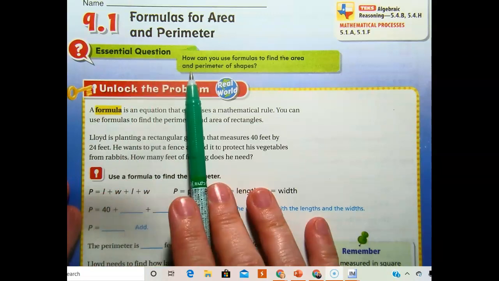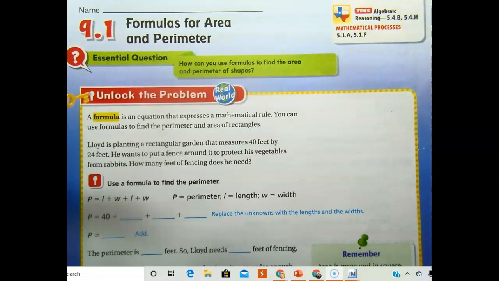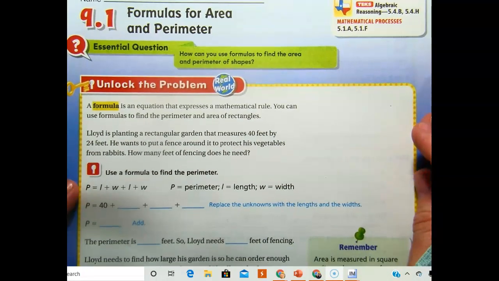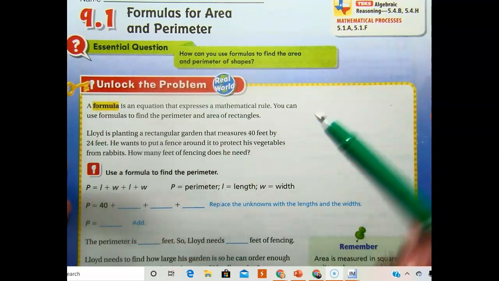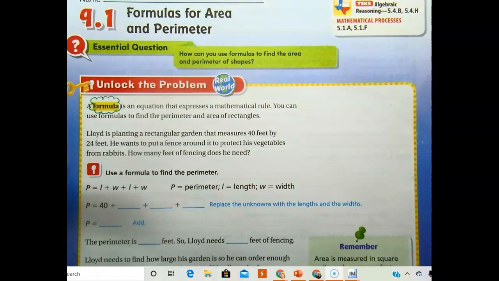The question is, how can you use formulas to find the area and perimeter of shapes? Now, this is something that you've had before. You had this in 3rd and 4th grade. Formulas, though, this is an awesome word. You will be using this word for the rest of your math career.